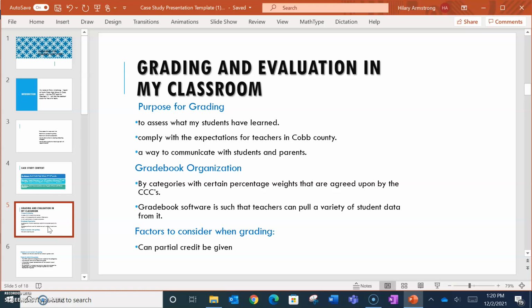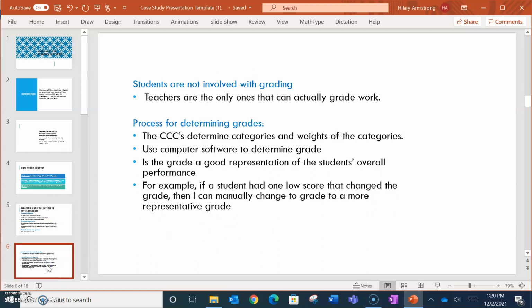One of the factors I consider when I'm grading is, can I give someone partial credit? Did they add wrong? Did they subtract wrong, but they have the general idea of the problem? In situations like that, when it's just a number off, I always try to think about, could I give partial credit for this? Students are not involved with grading in any way. Teachers are the only ones that can actually grade work and determine different weights and things like that.